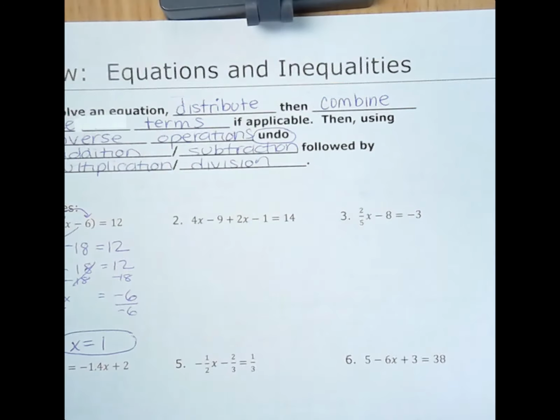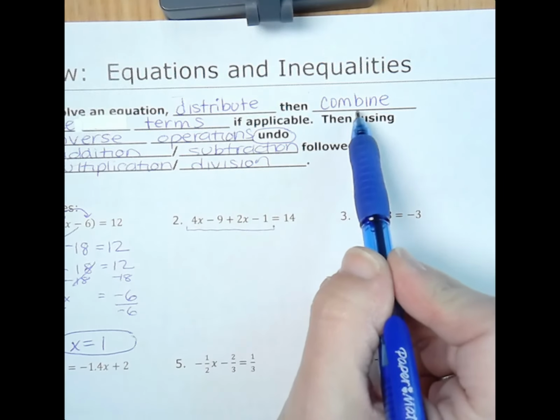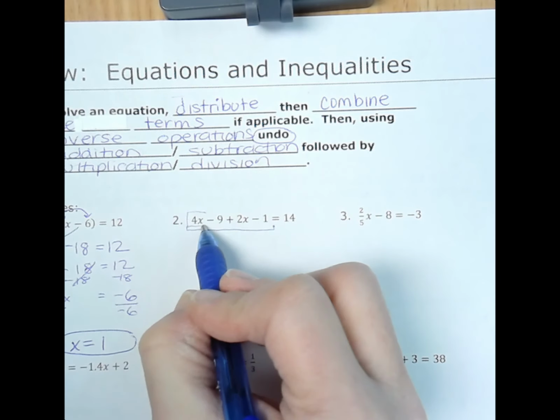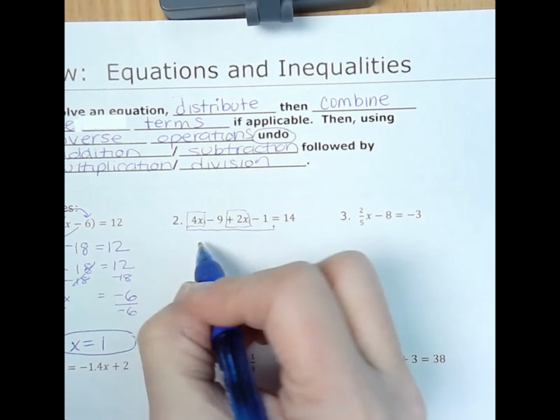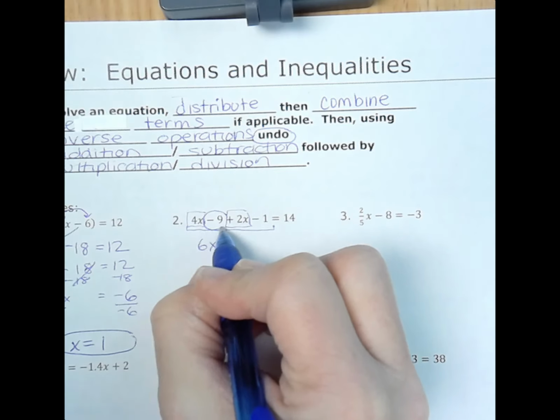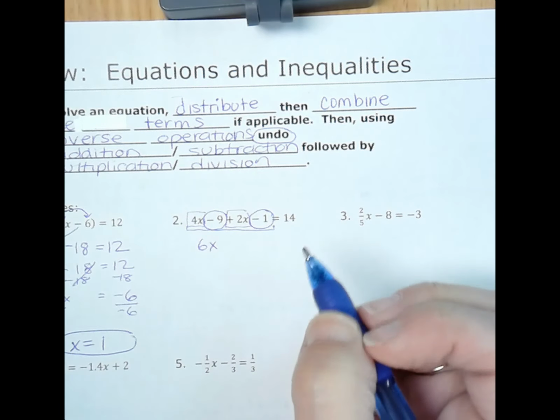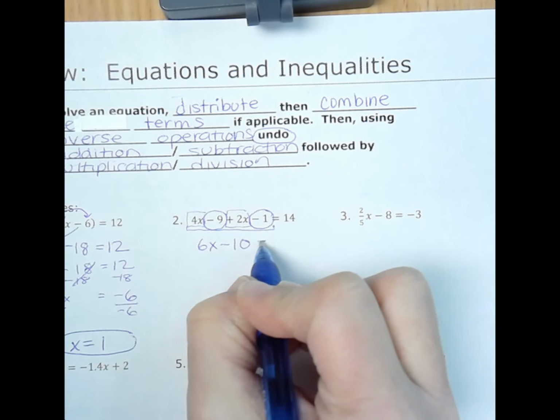Let's look at example 2. Here you can see I need to combine my like terms first before I start solving. So remember how we do that. 4x and positive 2x, those are like terms. They can be combined to make 6x. And then I have a negative 9 plus a negative 1. So that gives me a negative 10.